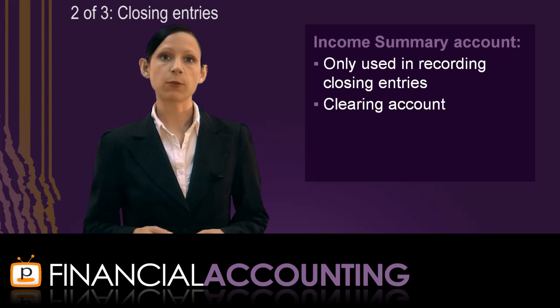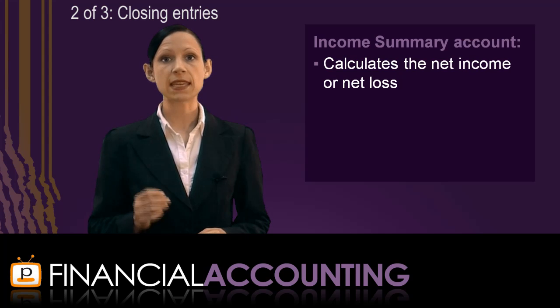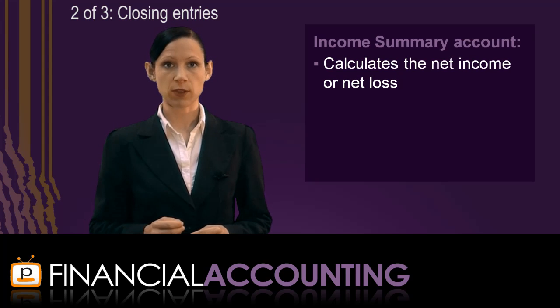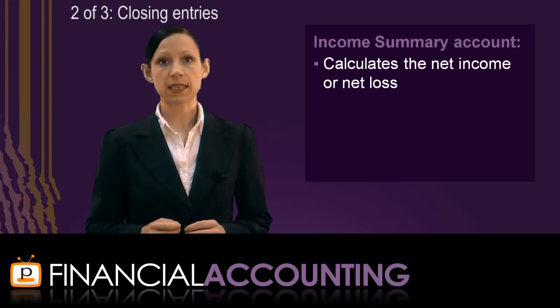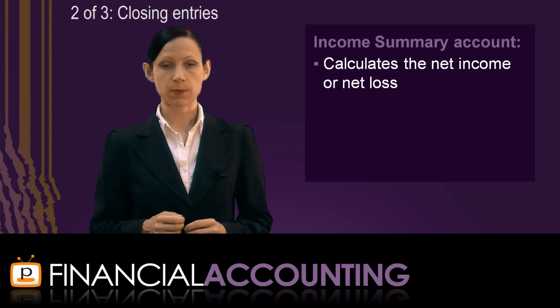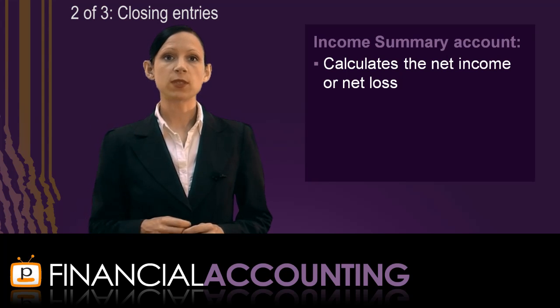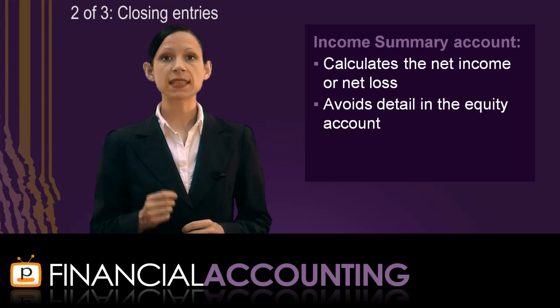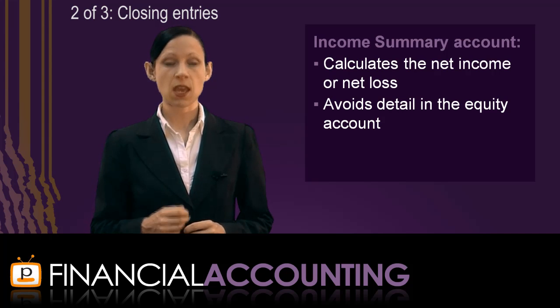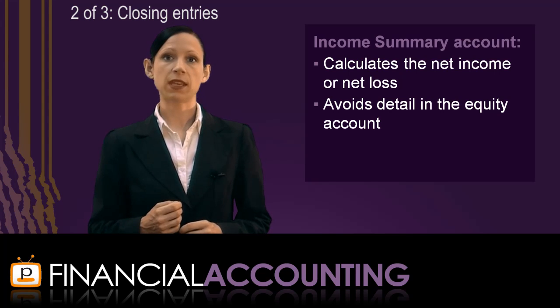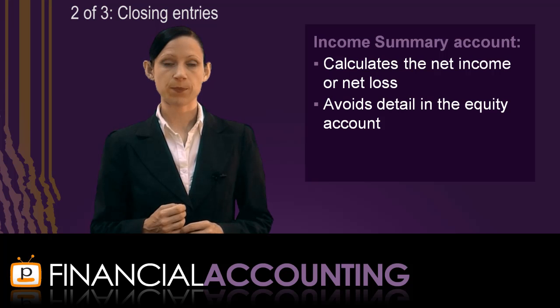First, using the income summary account allows us to directly calculate the net income or net loss for the period. A credit balance in the income summary account means that the business has earned a net income, while a debit balance indicates a net loss for the business. The second advantage of using the income summary account is that it avoids excessive detail in the equity account because only the balance of the income summary account is transferred to the equity account.